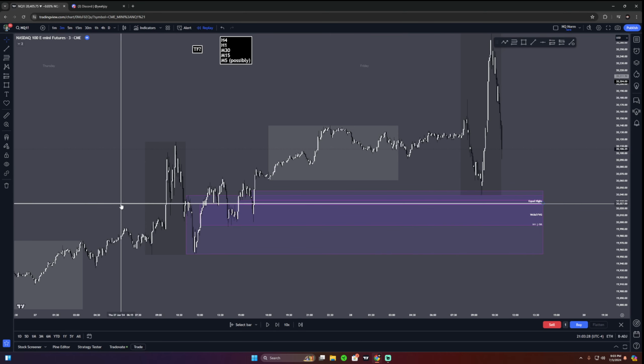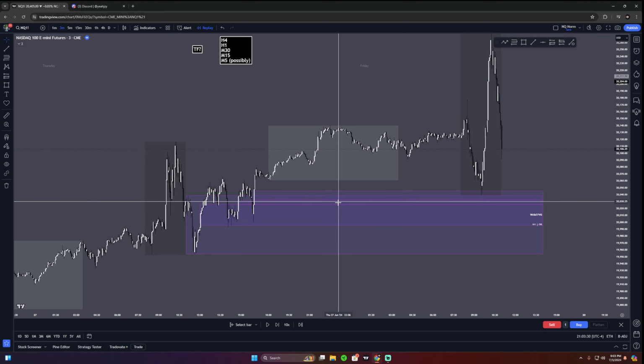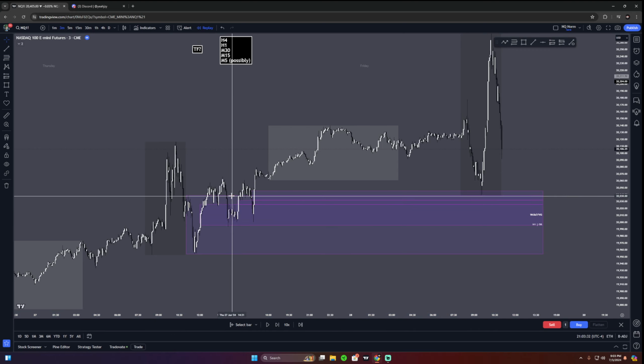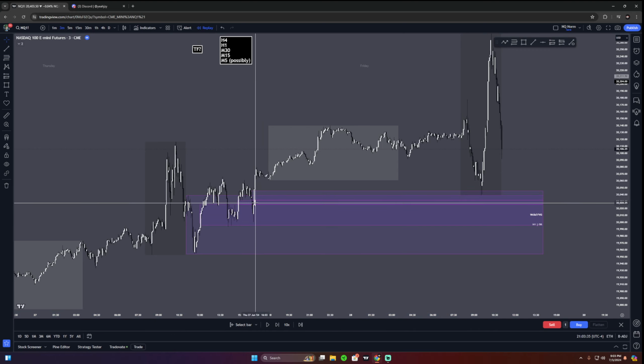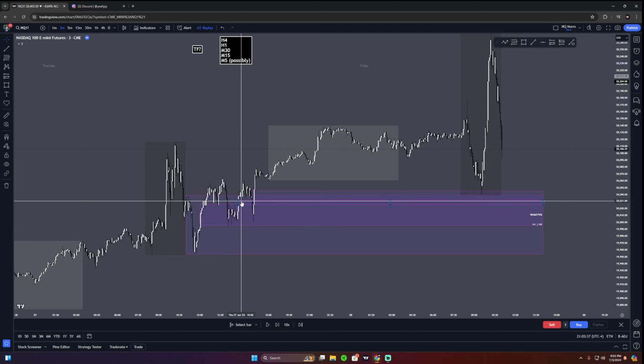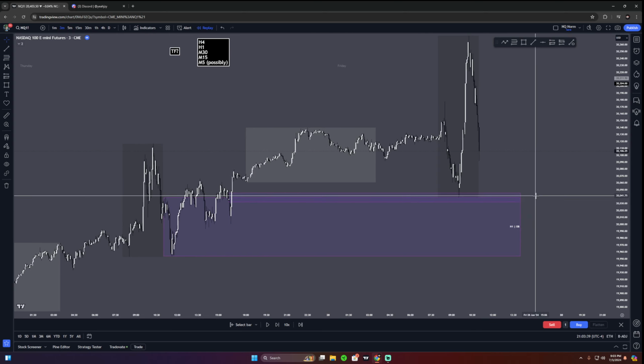We see the equal highs right here never got tapped. Let's look at what actually got hit. This order block right here got hit. This fair value gap got hit. This right here did not get hit. This right here did not get hit. So this is what we're given.